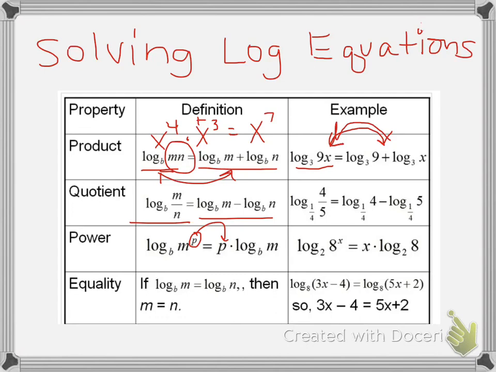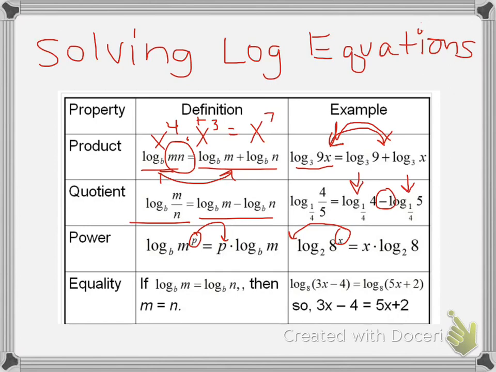All right, in the quotient example, you've got log base 1/4 of 4 over 5, which means division, right? So we can keep the base 1/4: log base 1/4 of 4 minus log base 1/4 of 5. Notice they kept both logs the same and just rewrote the expression with the minus sign, keeping it in the right order, okay? In your power property, you've got log base 2 of 8 to the x power. That power can move out front and be rewritten as x times log base 2 of 8.